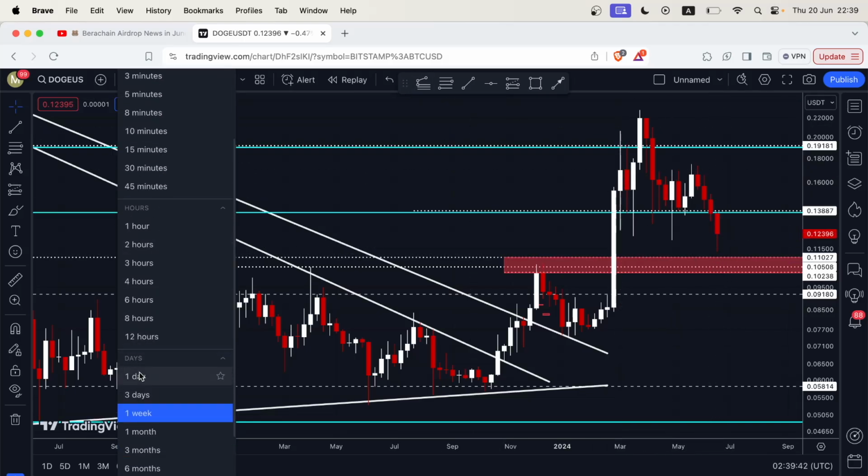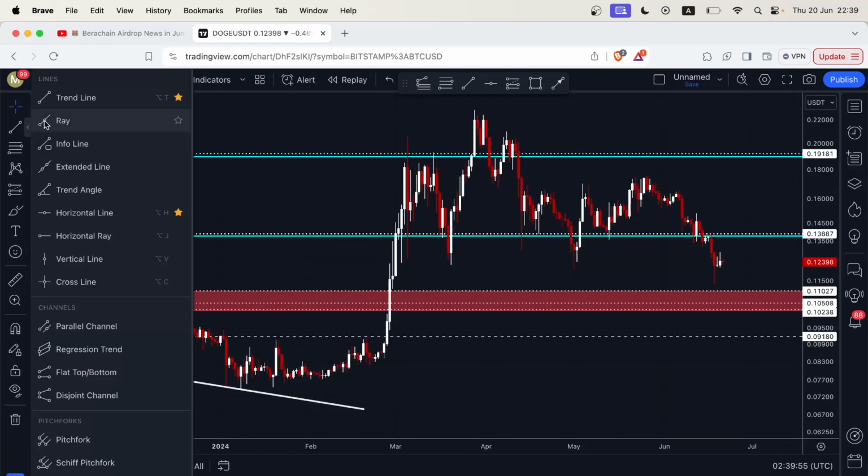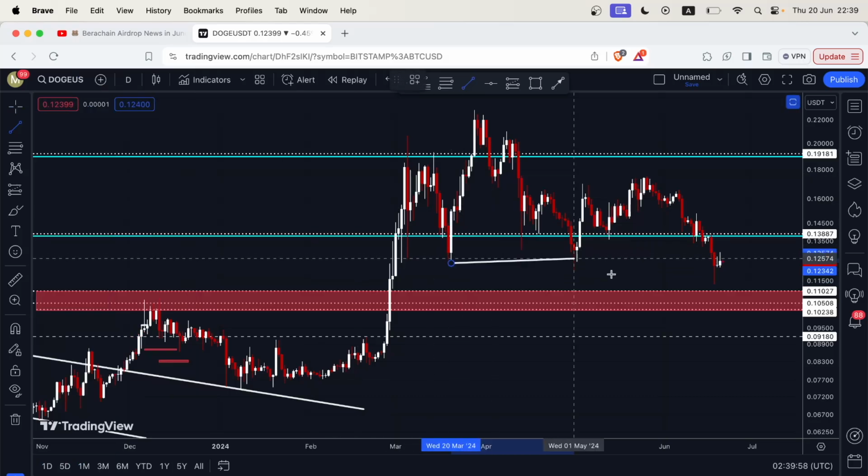So I'll take this down to the daily and let's get a closer look at the price action here. So yeah, just eyeing this out, the first thing I would probably do is take a trend line and just connect the lows here.